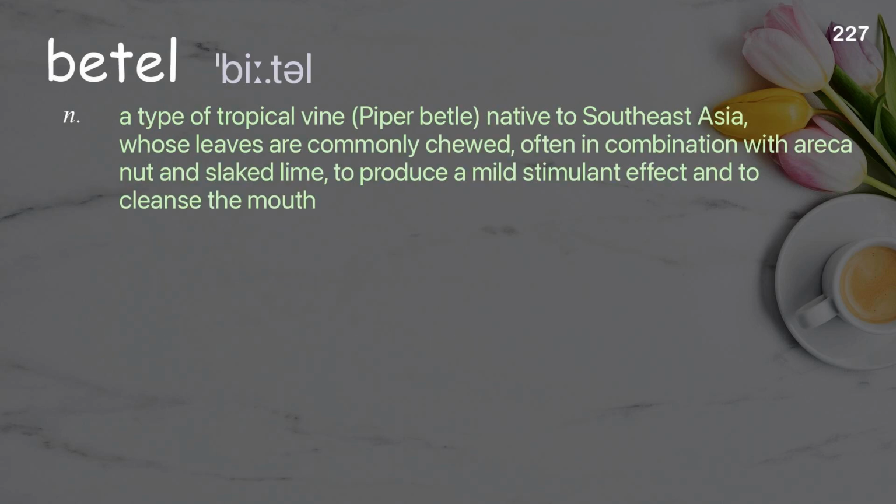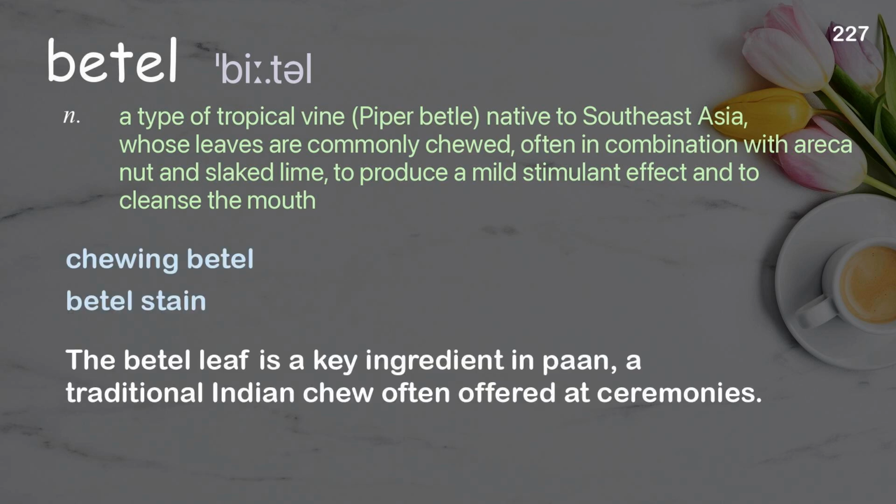Beetle. A type of tropical vine, piper beetle, native to Southeast Asia, whose leaves are commonly chewed, often in combination with areca nut and slaked lime, to produce a mild stimulant effect and to cleanse the mouth. Examples: Chewing beetle. Beetle stain. The beetle leaf is a key ingredient in paan, a traditional Indian chew often offered at ceremonies.